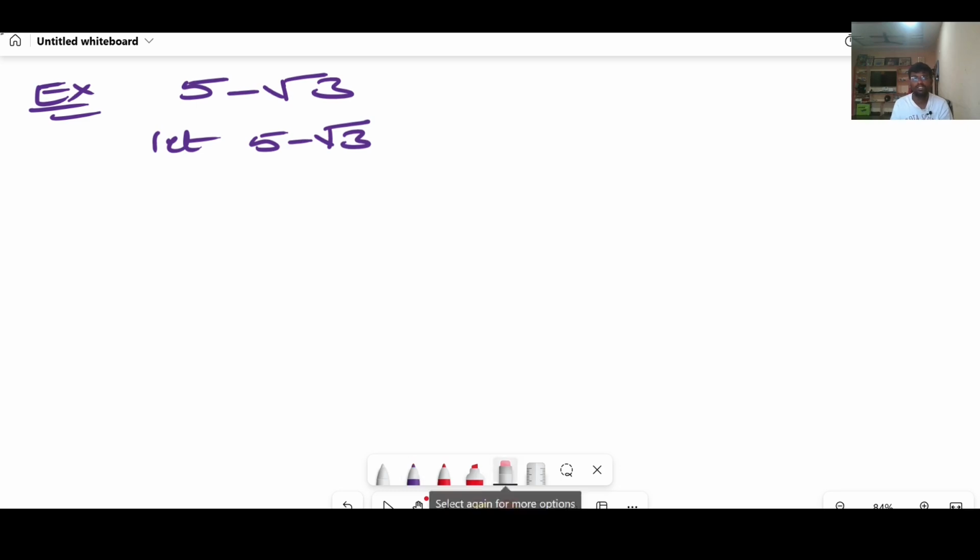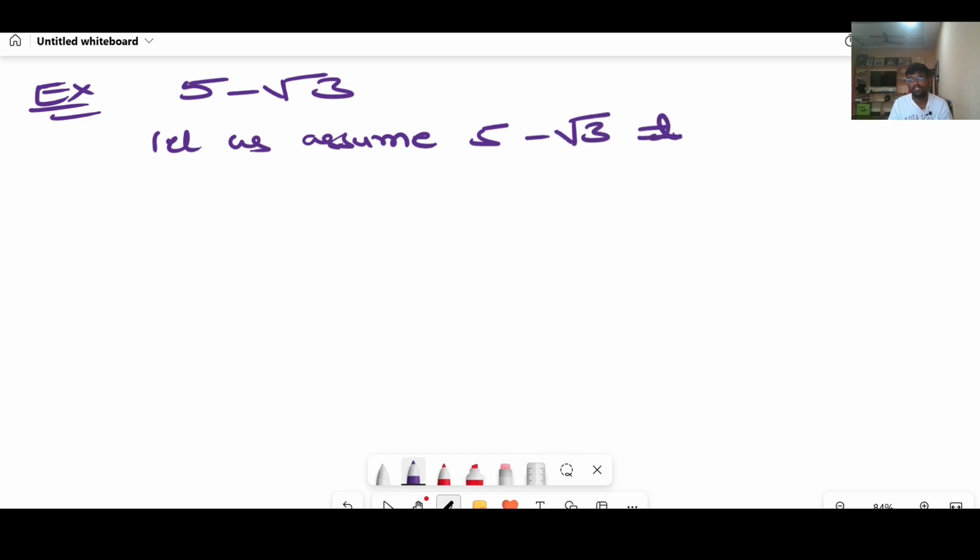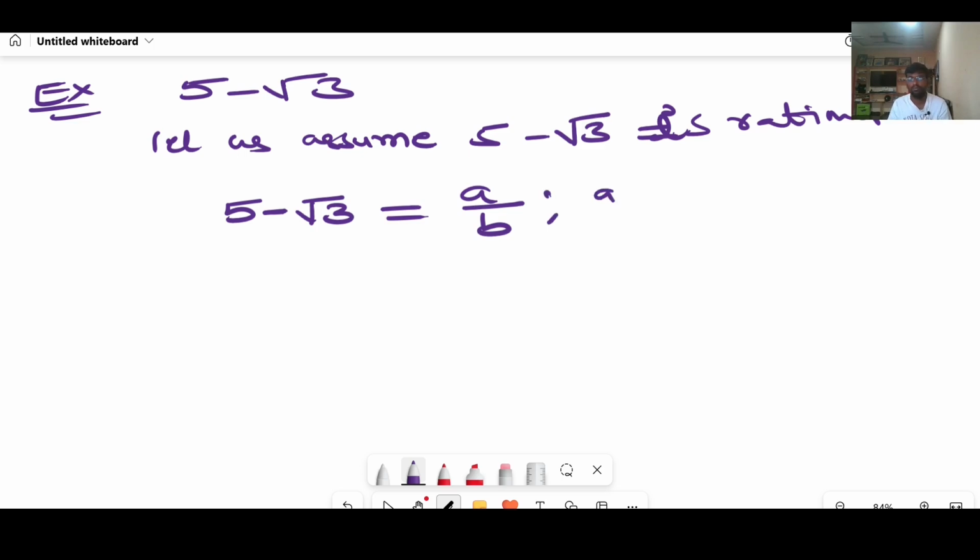Let us assume 5 minus root 3 is rational. If that is rational, we can write this number in the form of p by q or a by b, where a, b are co-prime integers and b should not be equal to 0. If b equals 0, that value will be undefined. A also will not be equal to 0, but we will not mention that separately.